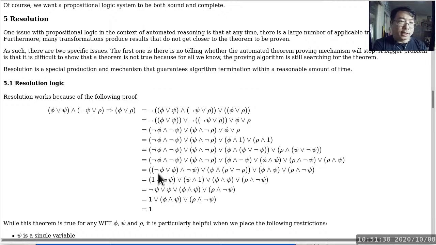All right, so getting back to here. Now we have not phi or phi, which is really just true. So we have true and not psi, which then simplifies to just not psi. And then over here, we have something similar. We have psi and then rho or not rho. So I just look at rho or not rho.